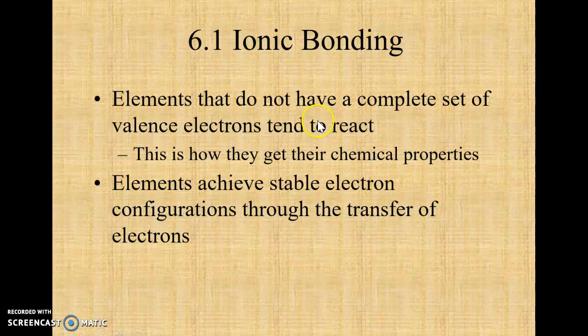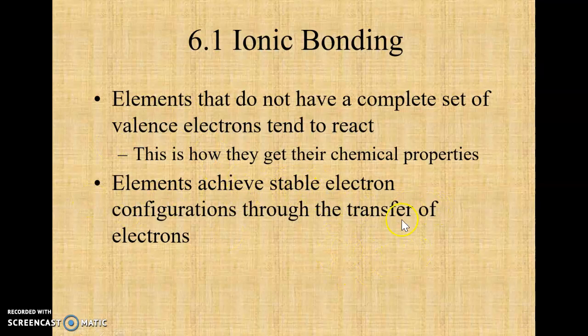So elements that do not have a complete set of valence electrons tend to react. That's what we just talked about with groups 1A, 2A, 3A, and then groups 5A, 6A, and 7A. That was what we're going to look at more in this class. Because remember I talked about how group 4A, there's a whole class in college on just carbon and organic chemistry. We won't talk as much about that.